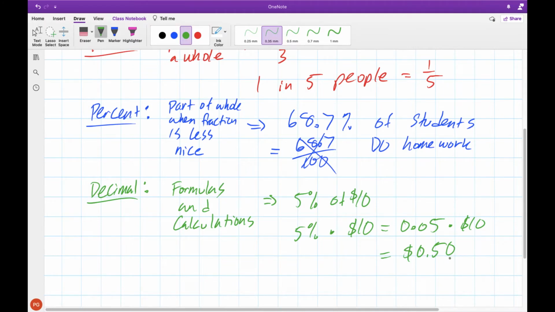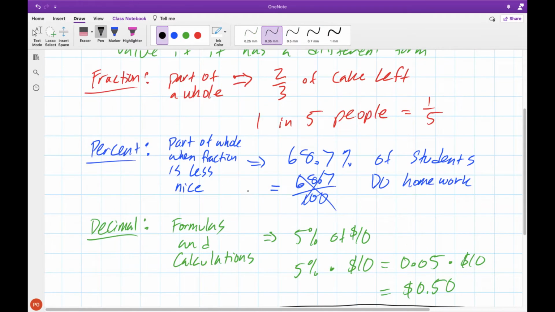5% of $10 is actually 50 cents, but if we didn't turn it into a decimal, we would get the answer of $50, which doesn't make any sense. That's 5 times bigger, which is not what 5% means. So when we use percentages in equations like this, we need to make sure they are decimals. Decimals are really helpful in these formulas and calculations. A lot of times you'll take percentages or fractions, turn them into decimals for the calculation, and then maybe back into percentages or fractions at the end.